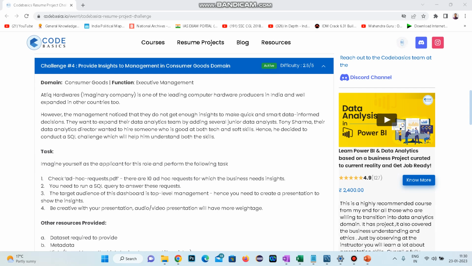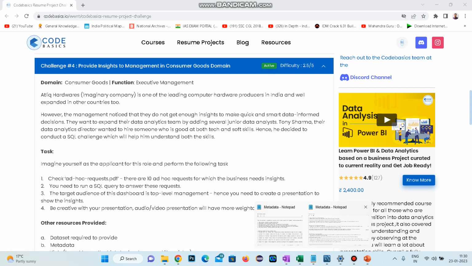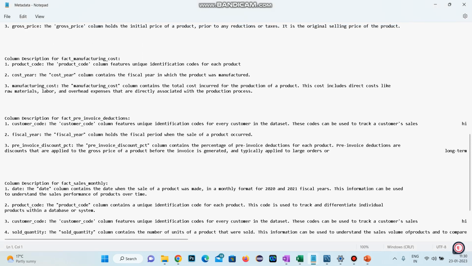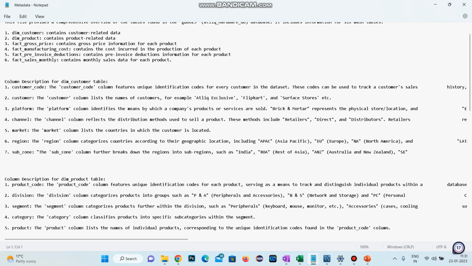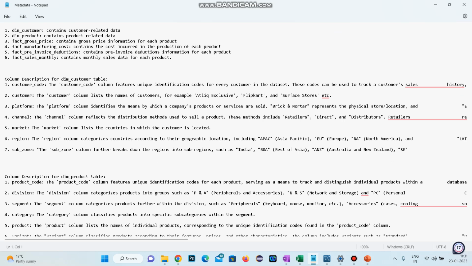Let's go to the metadata of the project. They have provided us a SQL database file, gdb423, the Atliq hardware database. It includes mainly six tables. Dim customer is related to the customers, and it contains customer code, customer, platform, channel, market, region, and subzone.